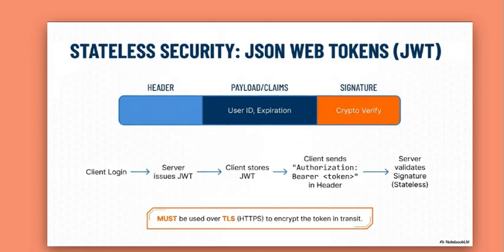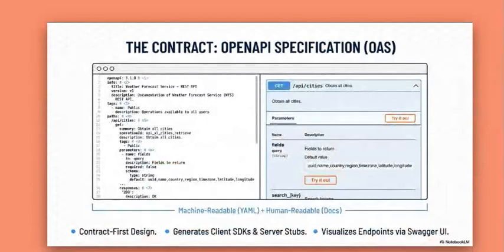Before we wrap up, the contract, the OpenAPI specification. This is about professionalizing the process. Instead of just writing code and hoping people figure it out, you write a contract first. It's a machine-readable document that describes exactly how the API works. And this allows for contract-first design. Yes. You write the contract, and then tools can automatically generate the code for the server and the client. It keeps everyone honest and aligned.